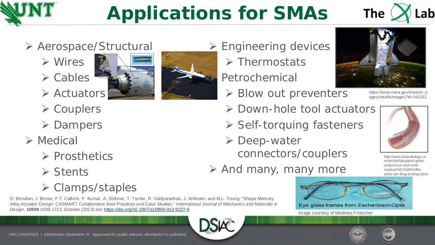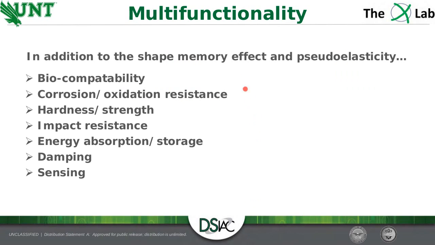Okay, and then another aspect of it is that it is multifunctional, or you can take advantage of multifunctional aspects of this. What that means is we may use the shape memory effect in combination with biocompatibility, corrosion and oxidation resistance, hardness, strength, impact resistance, energy absorption or storage, damping or sensing. So you may use the effect and also use it to sense things. When you use these, you can think about more capabilities than just whatever you're trying to do.